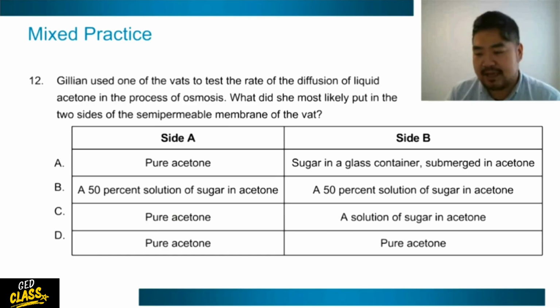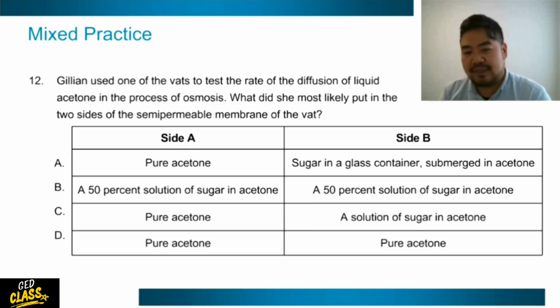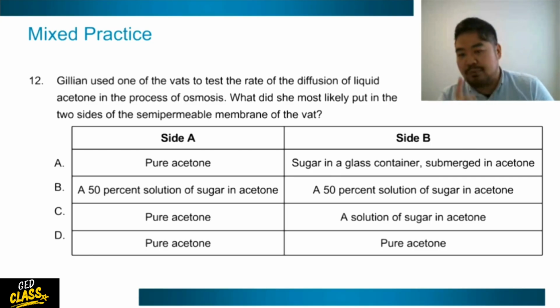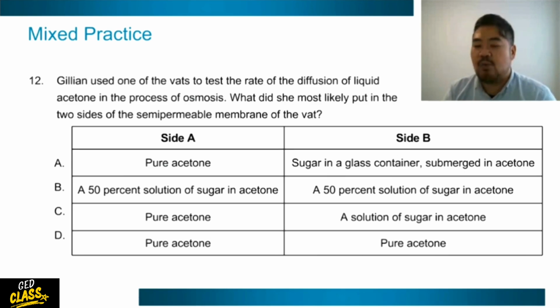So then from here, let's take a look at question number 12. Jillian used one of the vats to test the rate of diffusion of liquid acetone in the process of osmosis. What did she most likely put in the two sides of the semi-permeable membrane of the vat? Give you a minute to try this one on your own. Pause the video, give yourself 1 minute. When you have an answer, unpause the video, and we'll go over this one together.